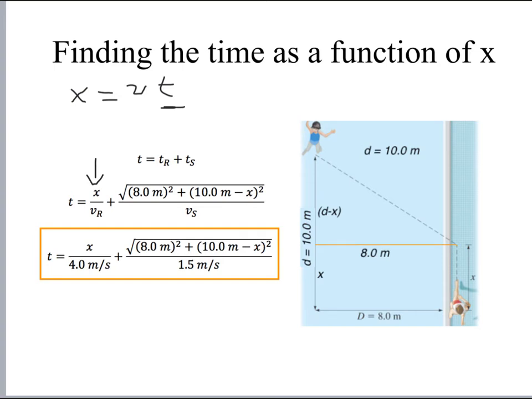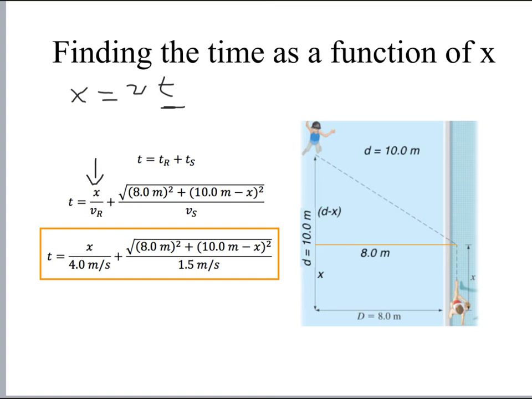I could plug in x equal to 6 meters here and there, and see, is that time bigger or smaller? We want the smallest possible time. Now you can't possibly plug in every possible value. You could plug in a bunch and maybe guess and get pretty close, but we want to know exactly what the smallest possible time is. And in order to do that, we need to apply a little bit of calculus.